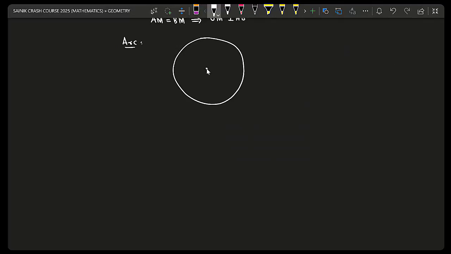So this is center O. Let's take a point A on the circumference and a point B on the circumference. I'm showing with a yellow color curve. The part of a circle which is joining two points on the circle, this part is called an arc. And suppose this point is X and this point is Y.